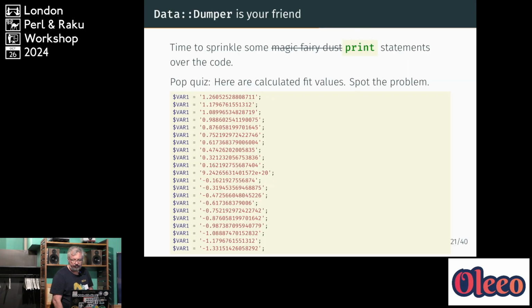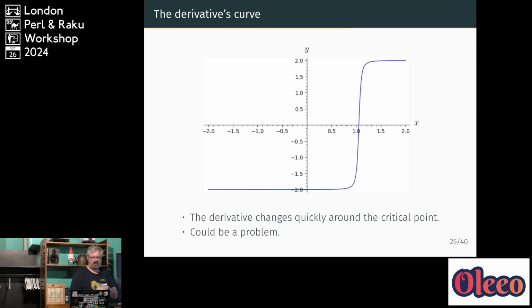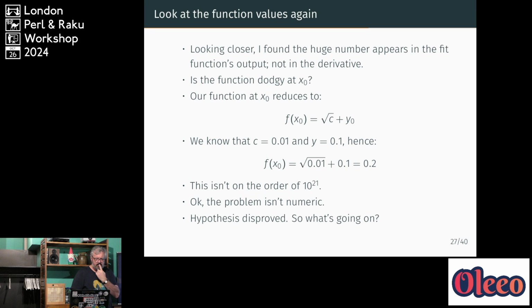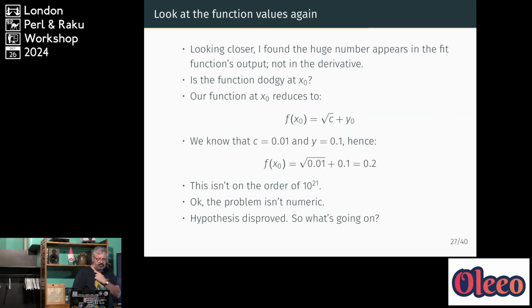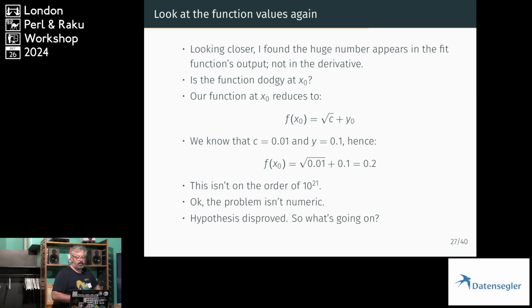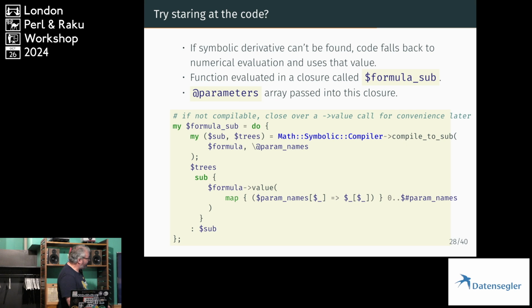The output, let's go back here. These were calculated fit values of the actual function itself, not the derivative. So that means maybe the function itself is dodgy at x0. So let's look at that. We plug in x0, do some calculations, we get 0.2. This is not on the order of 10 to the 21. This isn't numeric, so okay, wild goose chase.